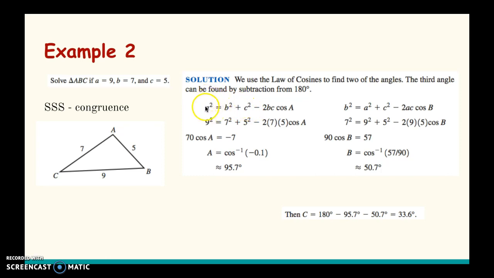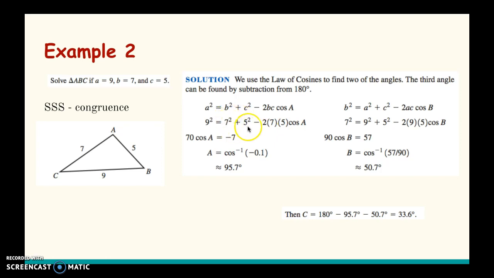So if I start with A squared, that means it equals the other two side lengths squared minus 2 times the plain side lengths times cosine of whatever I started with, which is A, so cosine of angle A. After that, I already know all my side lengths. So notice B and C are replaced by 7 and 5. The only thing I don't know is cosine A. So at this point, I just need to simplify and solve for A.